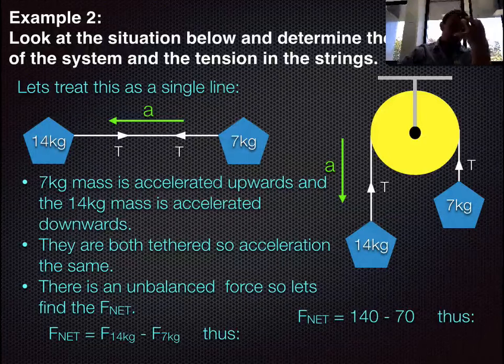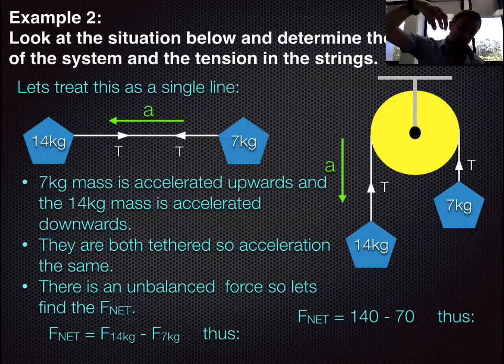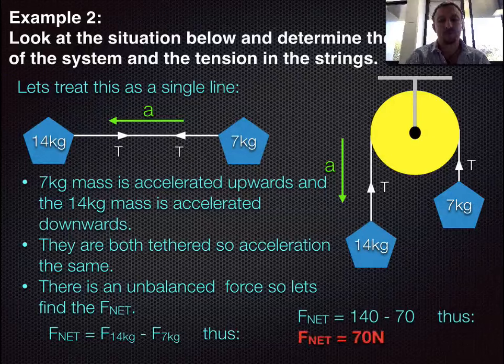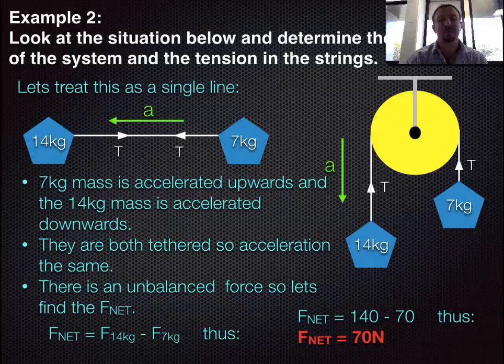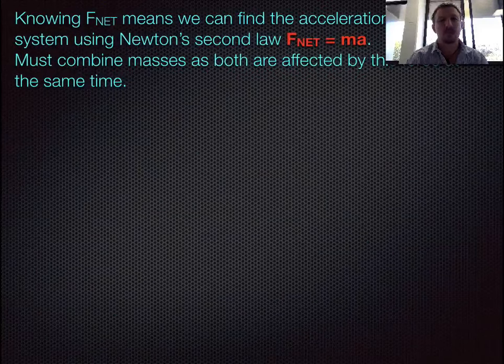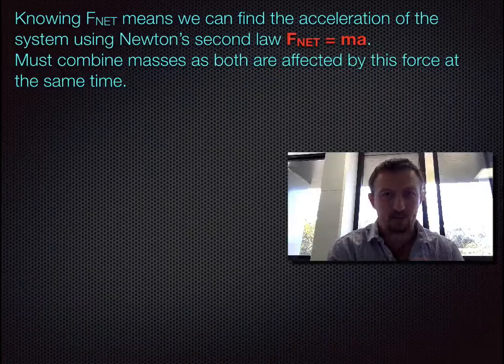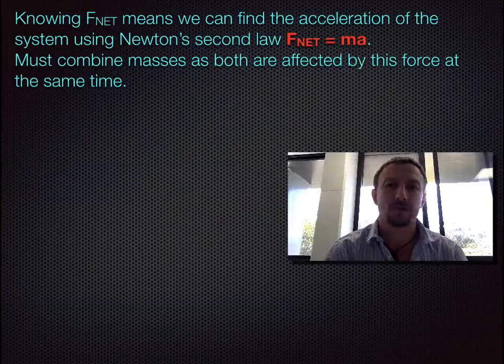So I've got 140 newtons acting straight down, but I've also got 70 newtons acting upwards. So as a result, my net force which is applied is 70 newtons to the whole system. So I've got a net force of 70 newtons which is pulling the whole thing down. But I don't want to find the net force, I want to find the acceleration. Now I know that the net force which is accelerating the whole object downwards is going to apply to Newton's second law of F equals ma.